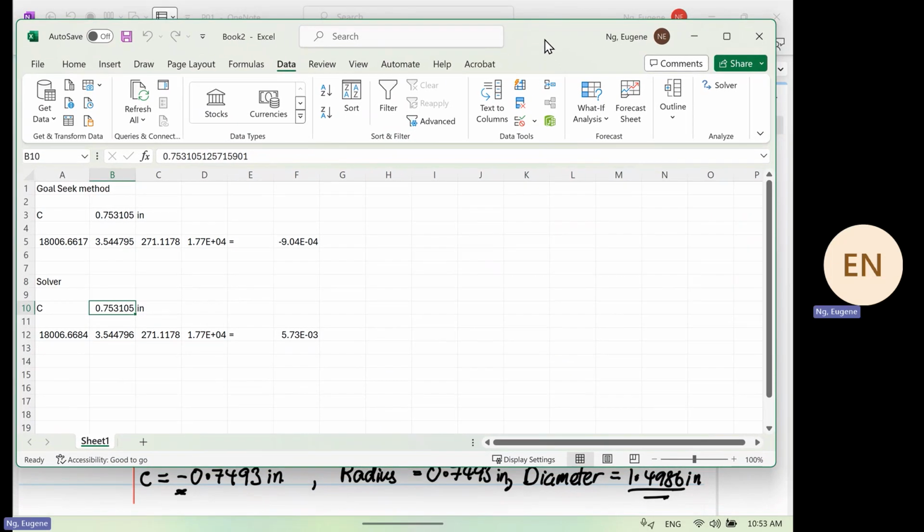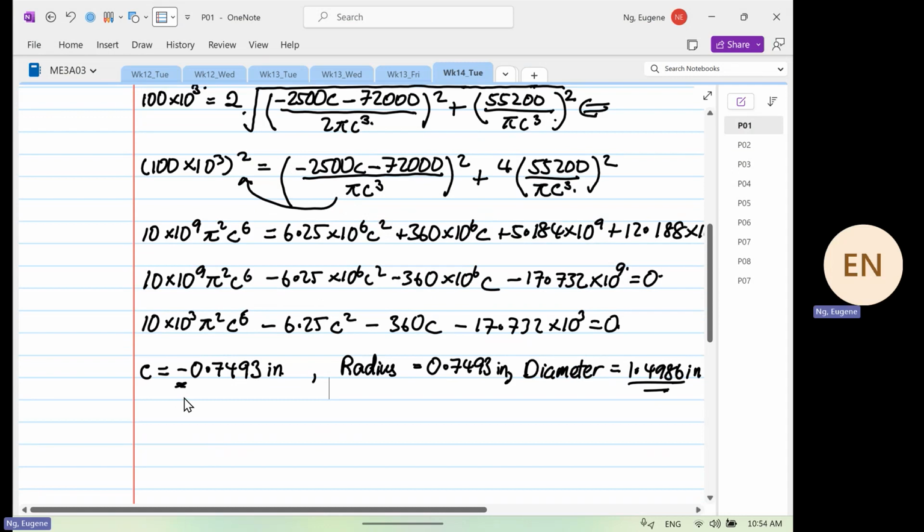Are we clear? What we are finding is the roots, yes or no? C, the diameter, has to be a positive number. I showed you on our calculator the value is negative, which is wrong. By right, it has to be positive. If this question comes out in the exam, I will accept your negative value because by no means will you have access to a calculator at that moment of time.